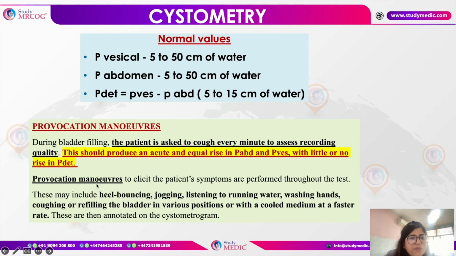These provocation maneuvers to elicit the patient's symptoms are performed throughout the test. This may include heel bouncing, jogging, listening to running water, washing hands, coughing, or refilling the bladder in various positions or with a cooled medium at a faster rate. These are then annotated on the cystometrogram. So you have to record it on the cystometrogram.